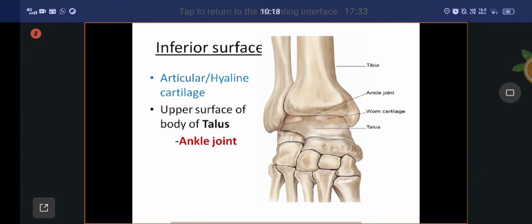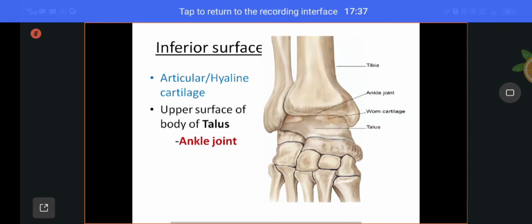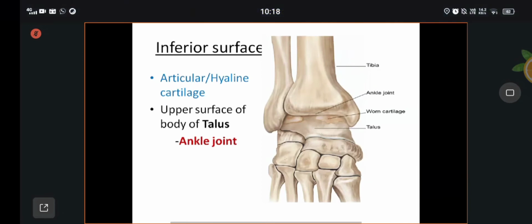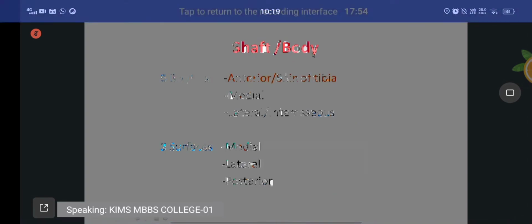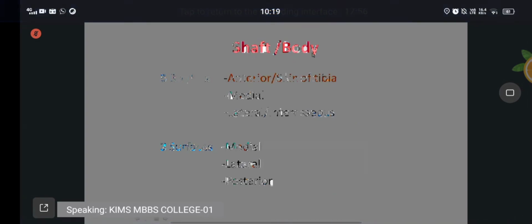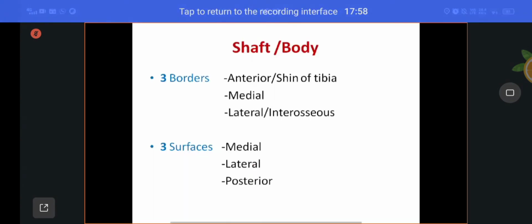What are the important structures related, what are the important bony landmarks, and what are the joints formed by the lower end? These questions will be asked individually. If you get the tibia, what are the joints formed by the lower end? What are the attachments of the medial malleolus? Like that, the questions will be asked separately. You have to read each surface separately.